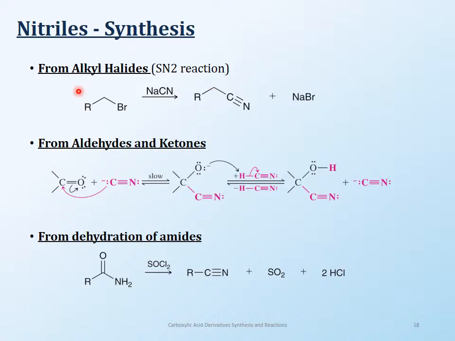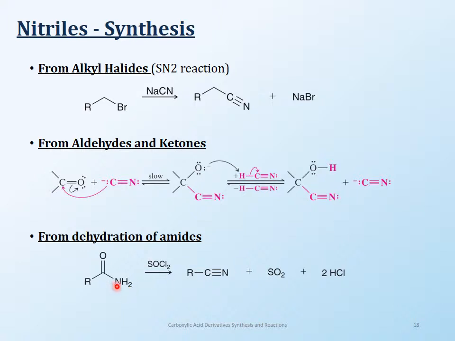You make nitriles from alkyl halides just using SN2 reactions, and you've done some of these reactions before, so this is not something new for you. For example, if you have an alkyl halide like this, you would use sodium cyanide or any kind of cyanide compound and do an SN2 reaction to get a nitrile. We also made nitriles from aldehydes and ketones. We took a carbonyl compound and treated it with cyanide, and that's how we get the nitrile.